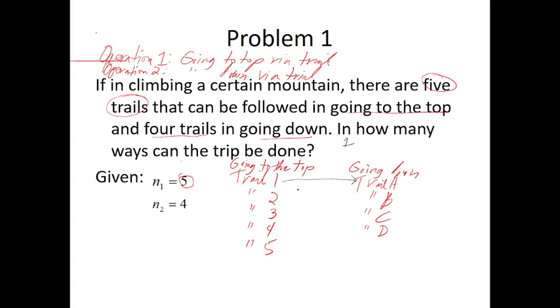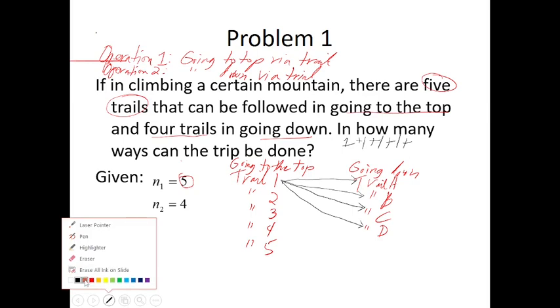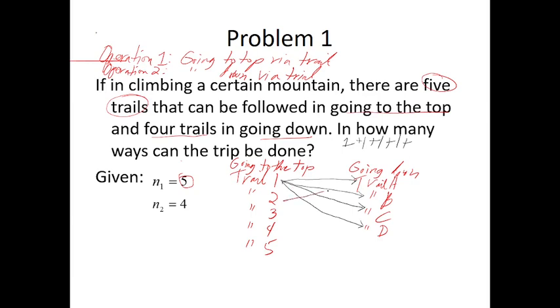Or another count, trail 1 to trail B. Another one, plus 1. Then trail 1 to trail C, plus 1 again. Trail 1 to trail D, plus 1 again. Plus trail 2 to trail A, plus 1. Plus trail 2 to trail B.